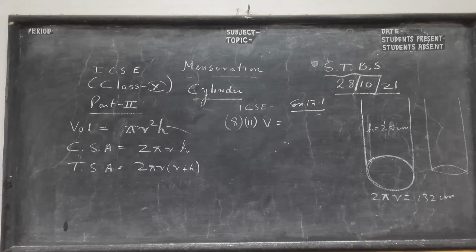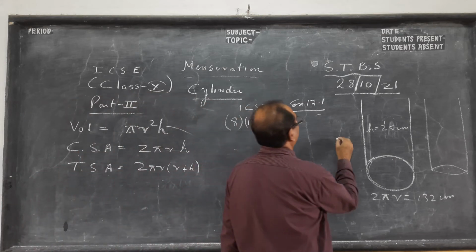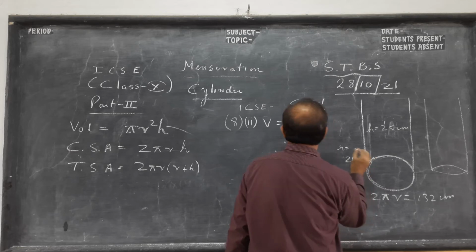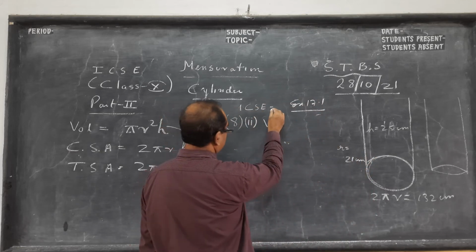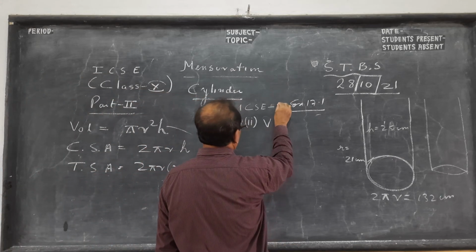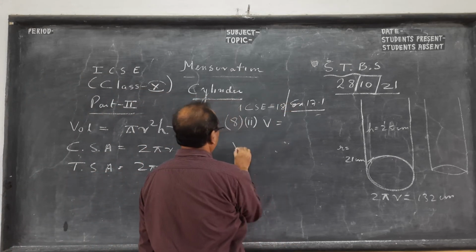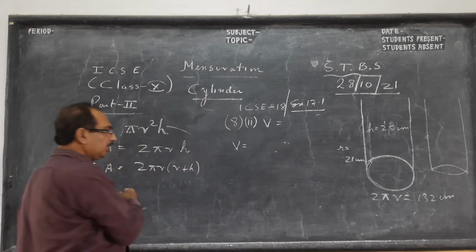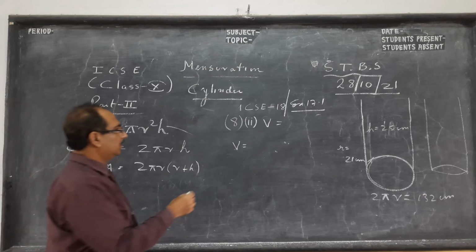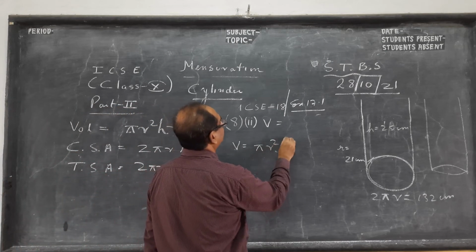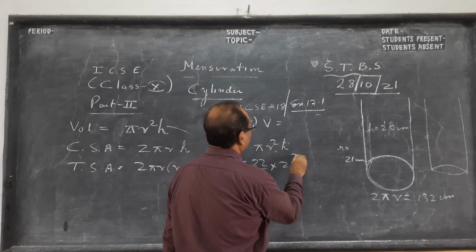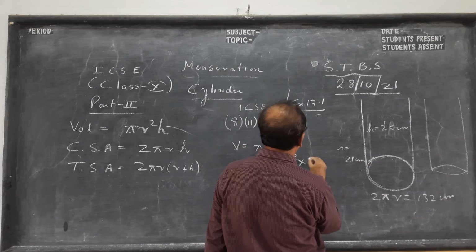So in the first part we got radius as 21. If you see, radius is 21 centimeters. So this is ICSE 2018. Okay. Now volume, as you see, that's why whenever you go, always write the formula by your side. So volume is pi r square h. Pi, nothing is given, so 22 by 7. R is 21 square into h is 25.